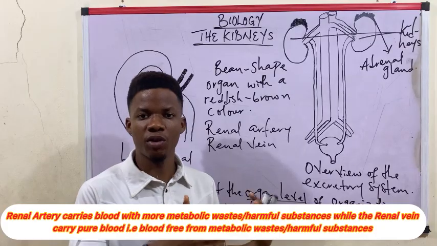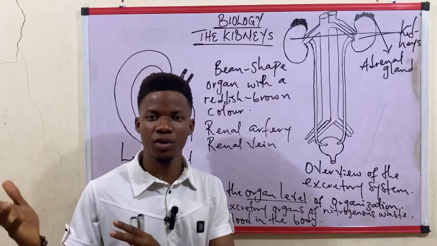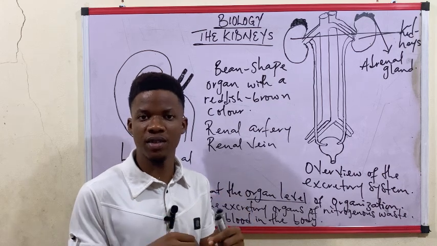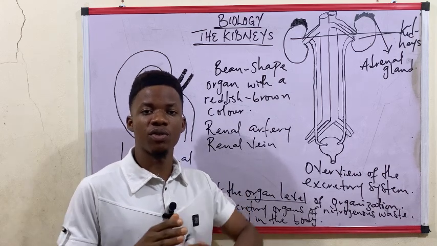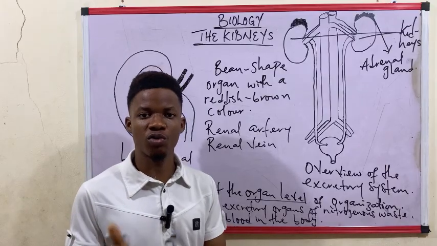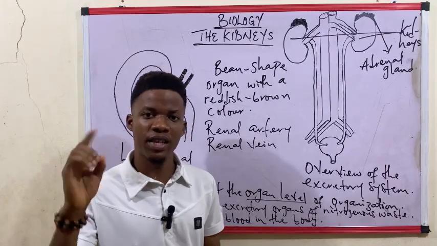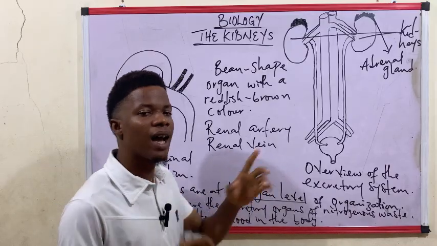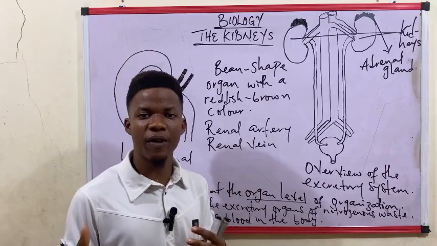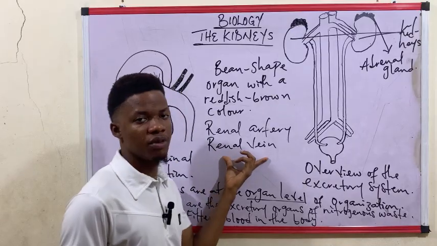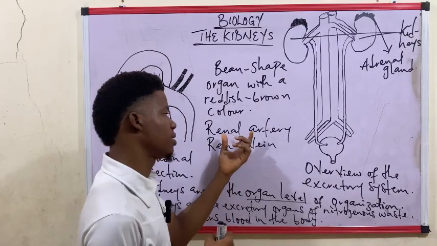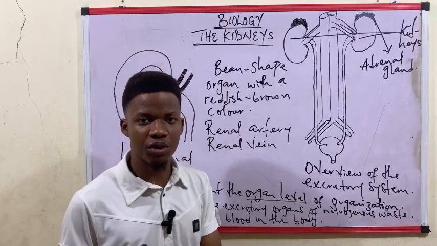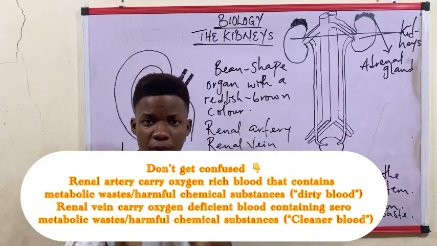It's not as if the blood is dirty, but I use that term, dirty blood, to tell you that there are some things in the blood that are not needed to be there for too long, so they need to be removed. That's why I use the word dirty blood. The renal vein carries purified blood, while the renal artery carries depurified blood. So the blood in the renal vein is cleaner than the blood that is being transported by the renal artery. I hope this concept is properly understood.